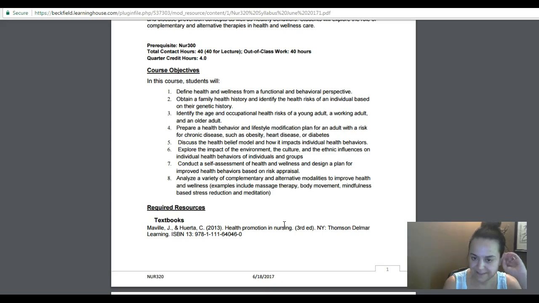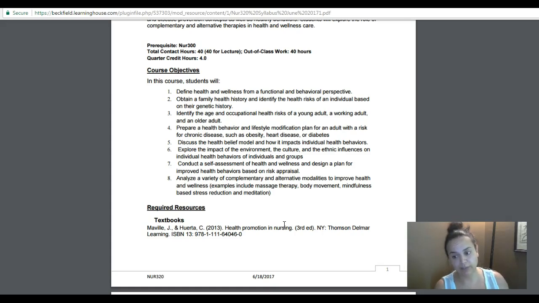The health belief model is about how it impacts individual health behavior. And honestly, it is a cut and dry formula for people to understand how to change their health and their behavior. We're going to explore the impact of the environment, culture, and ethnic influences on an individual's health behavior and risk between individuals and groups. Conduct a self-assessment of health and wellness and design a plan for improved health behavior based on a risk appraisal.